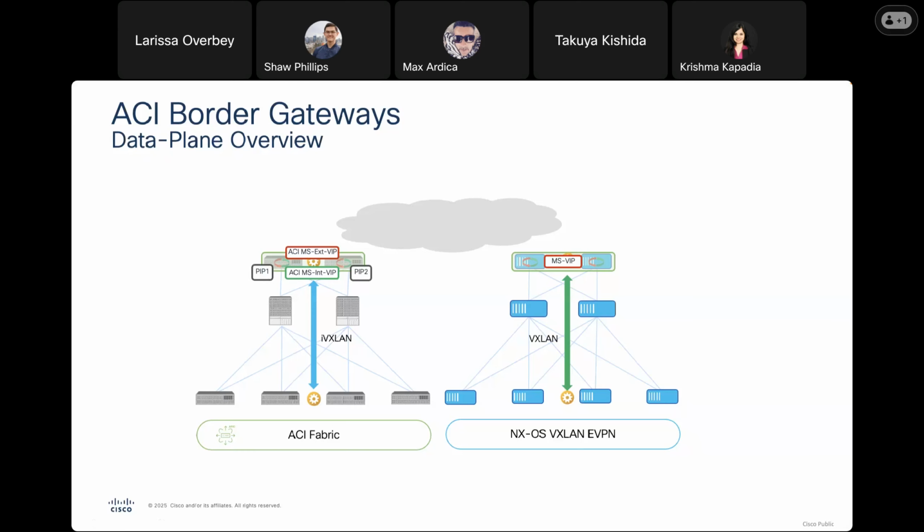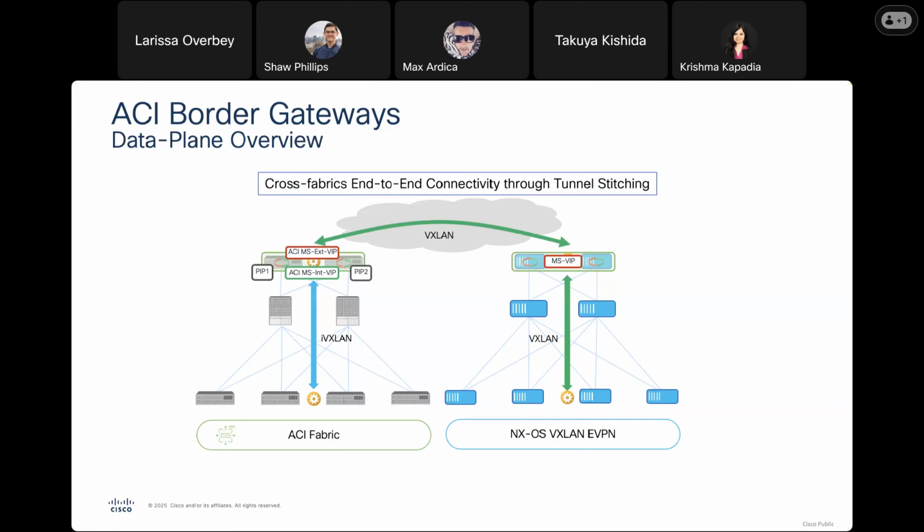For the ACI fabric, the destination will be the ACI MS and internal VIP here, or the physical IPs of the border gateway, since we leverage ECMP. For NXOS, the destination will always be the MS internal VIP. All right, and then we have the last VXLAN, and that's done through the end-to-end tunnel stitching to build out that end-to-end connectivity for those 2 different VXLAN domains.